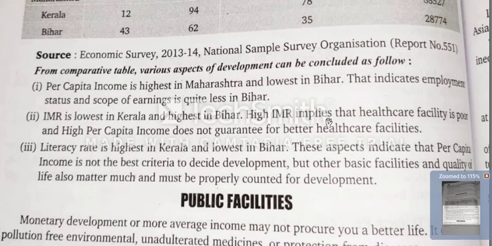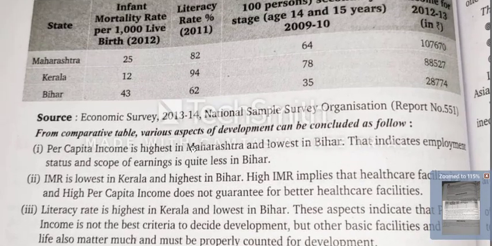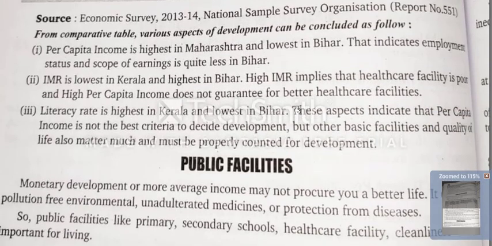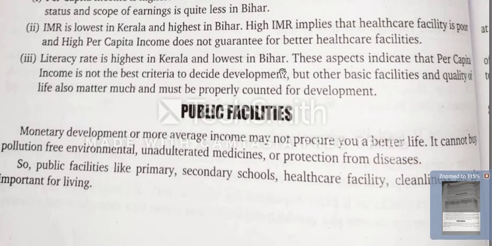High IMR implies that healthcare facility is poor, and high per capita income does not guarantee better healthcare. It doesn't matter if you have the money; the knowledge of healthcare comes through education also. Clear? Literacy rate is highest in Kerala and lowest in Bihar. It's known that in India, Kerala has the highest literacy rate. These aspects indicate that per capita income is not the best criterion to decide development, but other basic facilities and quality of life also matter much and must be properly counted for development.